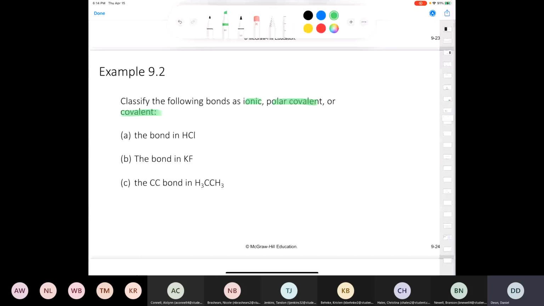Here we go, Chemistry 111. So we were just continuing on here with Chapter 9, and we left off somewhere around example 9.2. It says, classify the following bonds as ionic, polar covalent, or covalent.